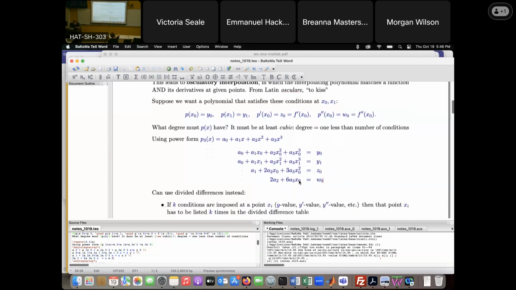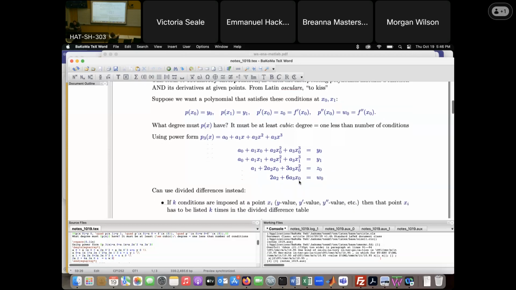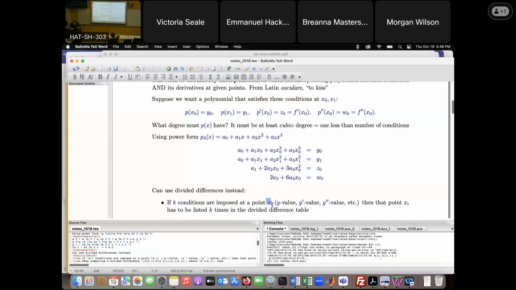Okay. So how do we handle divided differences if some of the x values repeat? What you do is, if at one of your x values you impose k conditions in total, like in the example we had here, we had k equal 3 at x0. We matched a y value, y prime value, y double prime value. However many conditions you impose on a particular interpolation point, you have to list the point that many times in a divided difference table.